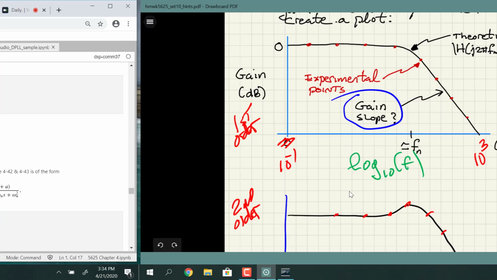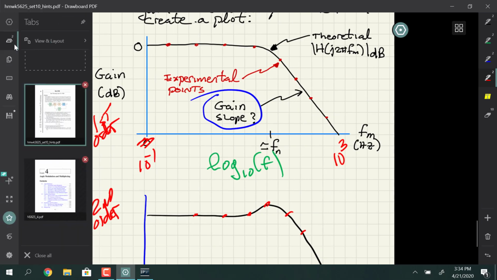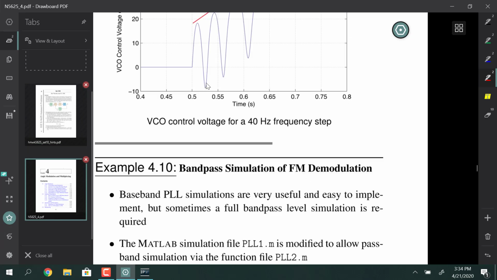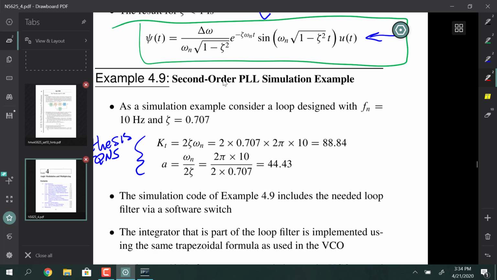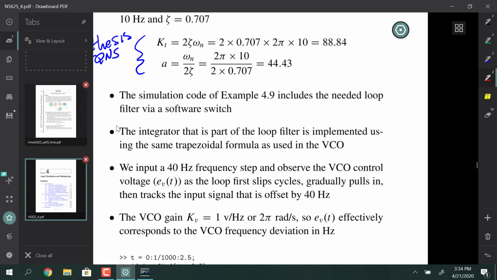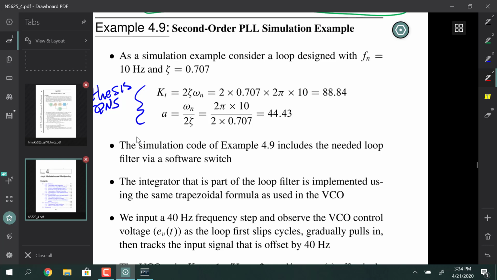Just go look over at the notes again and go back to where I came up with the second order expressions. Here they are right here. So Kt for the second order phase lock loop is 2 zeta times omega n. This is actually the numbers right here already worked out for you, and A is omega n over 2 zeta, 44.43, because this was done for fn equals 10 hertz. You just got to put the theoretical response together.